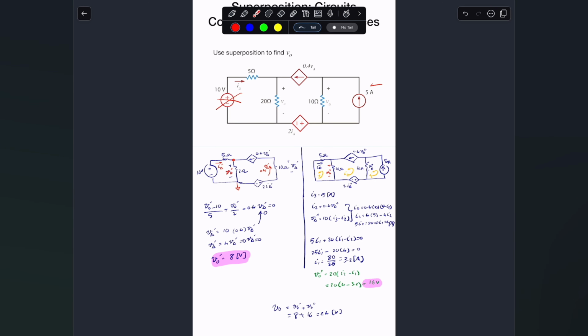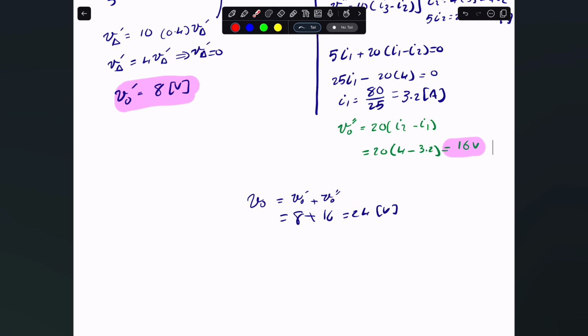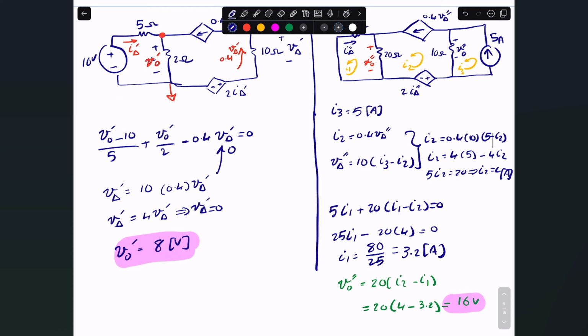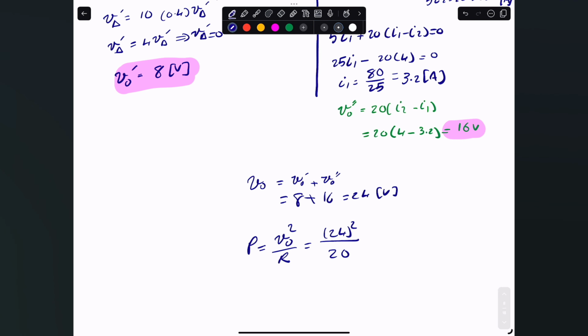Now we can compute the power if you wanted to. Do not compute it based on V naught prime and V naught double prime. Okay, now we can compute the power. For example, if you were asked to compute the power across that resistor, you can simply say the power is V naught squared divided by R, and that will be 24 squared divided by the value of R, which happens to be 20, and the answer you get is the correct power. Do not compare the power in here and the power in here. Just don't do that. Don't say P prime in here and P double prime and just sum them. It doesn't work that way.